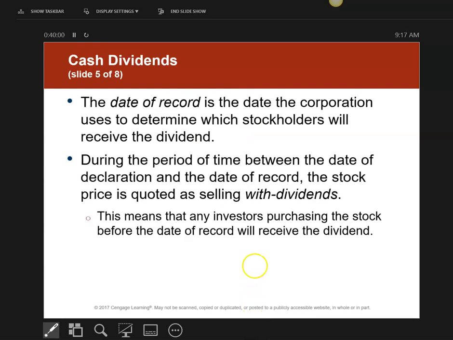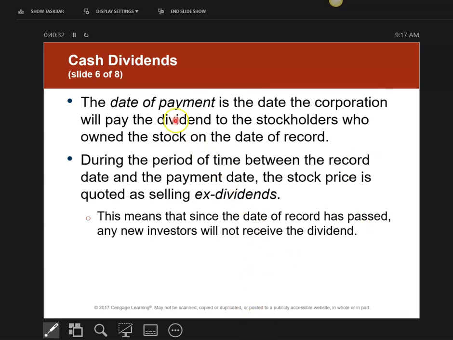The next one's called date of record. Date of record is the date in which the corporation will determine who's going to get the dividend. So if you own the stock on the date of record, then you would be getting dividends. Okay? And so there is no journal entry required for this whatsoever. No journal entry for date of record. It's just who owns the stock on that date will get dividends.